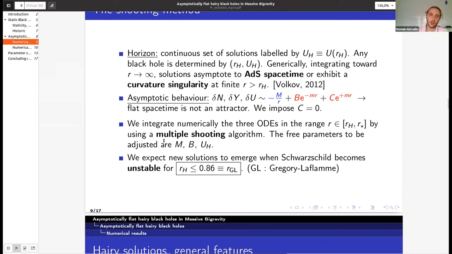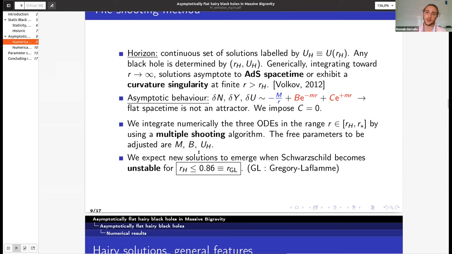Actually, the standard shooting method is that you start the integration from one point, at RH, to an intermediate radius for the three functions n, y, and u. And at the same time, you also integrate from R star to an intermediate radius. And then you ask the amplitudes to agree at the intermediate point. And we do this by using a Newton algorithm. Yeah, but you have to adjust three parameters at the same time, or do you do it step by step? Yes.